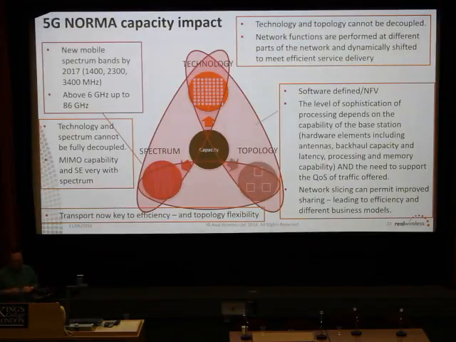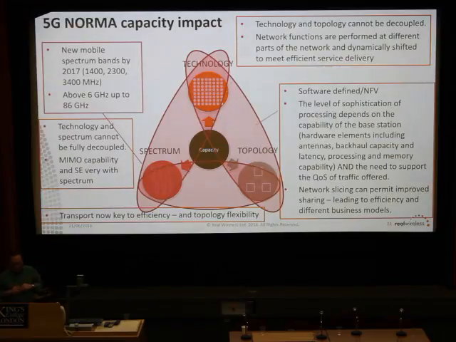So, depending on the technology that's there, we can't really just decouple it from the topology, because we're using that connectivity between the different parts of the infrastructure to reuse capacity if it exists elsewhere. And the network functions are actually going to be performed at different parts of the network. So we've got to take that into account.